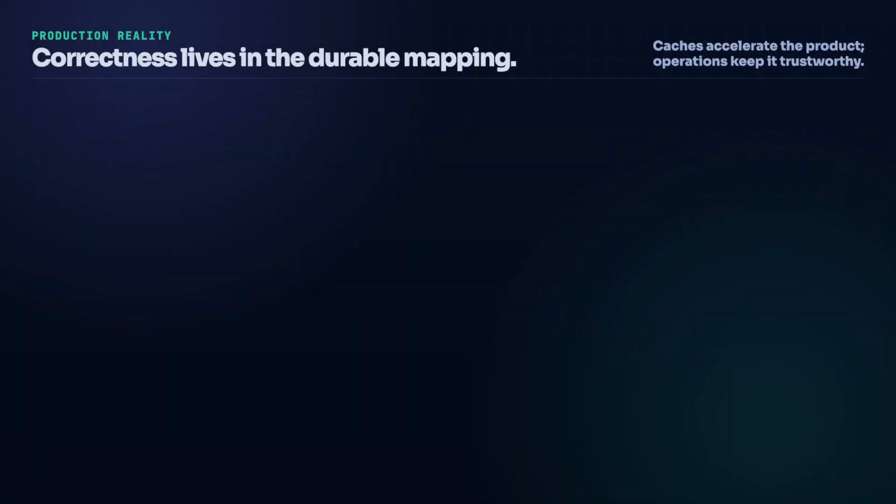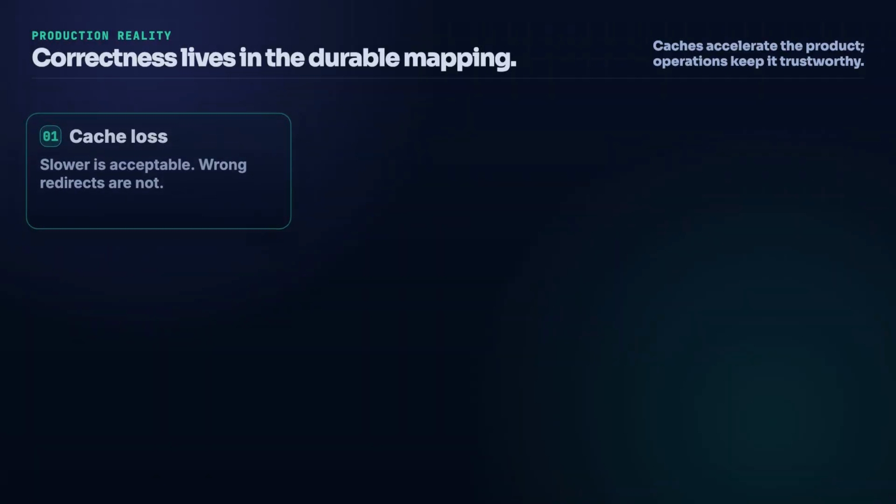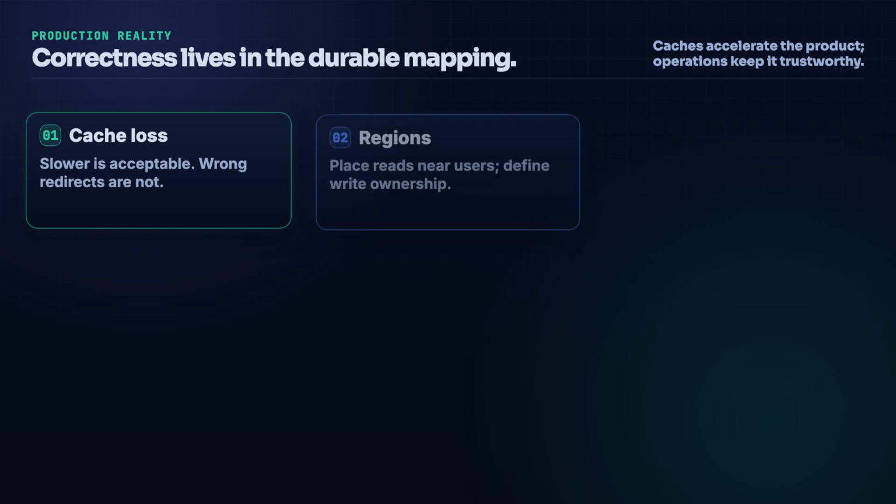Now test the design. If Valky disappears, ScyllaDB still owns every mapping and the service can rebuild the cache. Replicate durable data across failure domains and route users to healthy application capacity. Multi-region writes still need an explicit ownership or conflict strategy.